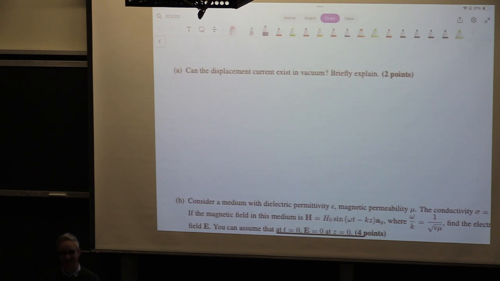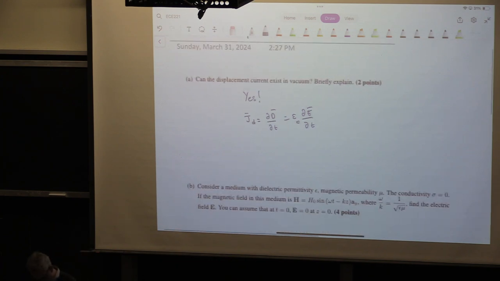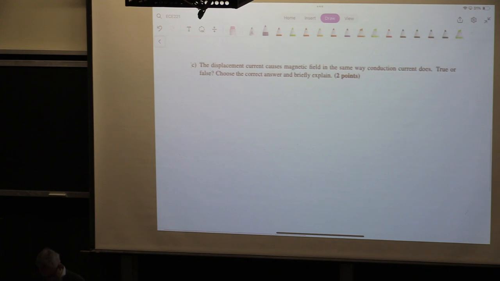So how many say yes? How many say no? So it can exist in vacuum. That's the point about the displacement current. That displacement current basically requires just the time-varying electric field. So the answer here is yes, because you get a displacement current density whenever you have time-varying electric field. So therefore, if you are in vacuum, simply this epsilon is epsilon naught. So it does exist. I will skip the next one to the third.